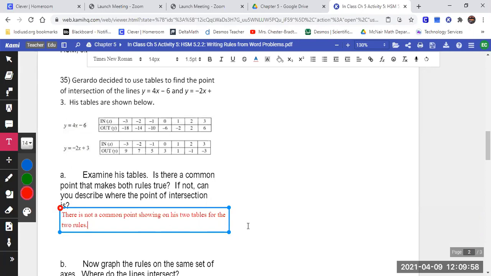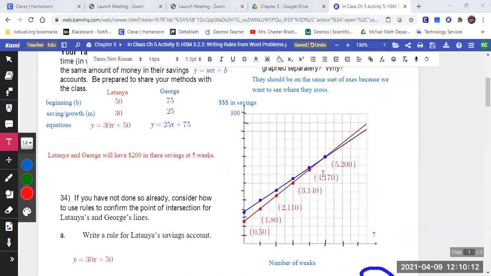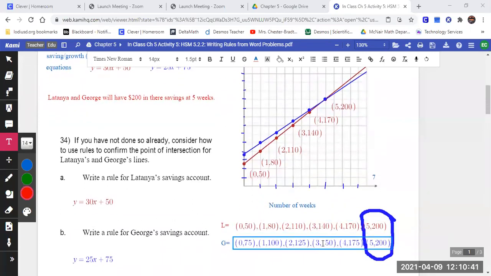If not, can you describe where the point of intersection is? Now, one of the things you have to think of is points of intersection happen, let me go back up to the picture we already have done, where the two lines trade spots. What used to be above becomes below, what used to be below becomes above, and you can see it here. See, the red line was below the blue one, right? And then they hit this spot, and now the red's above. So points of intersection happen when you're looking at the information on your tables and you get to a spot where they change positions.